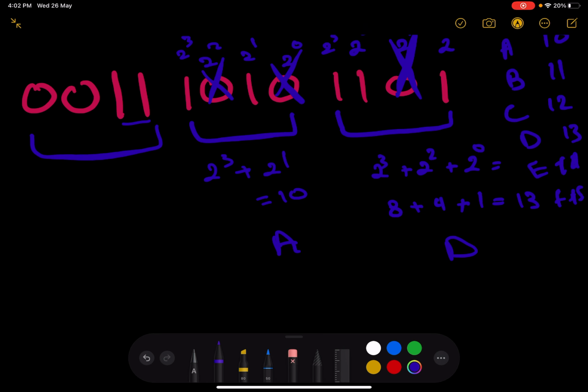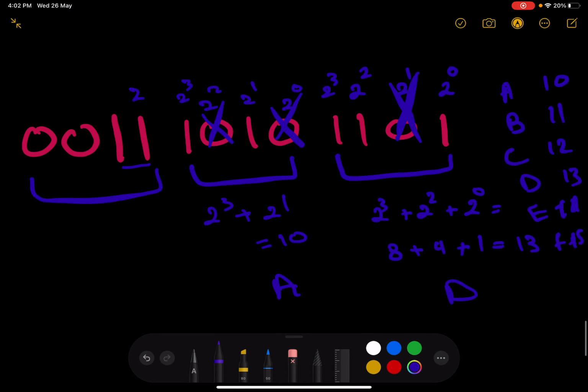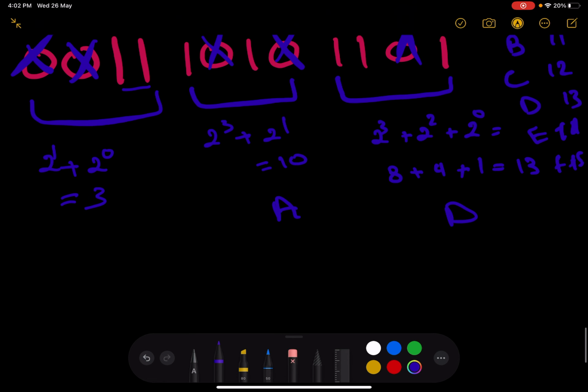And then we have 2 to the power 0, 2 to the power 1, 2 to the power 2, 2 to the power 3. Ignore these two. So we're going to add 2 to the power 1 plus 2 to the power 0, which is 3. So 001110101101 in binary is equivalent to 3AD in hexadecimal.